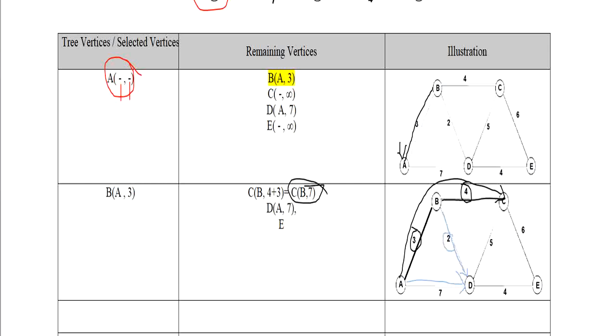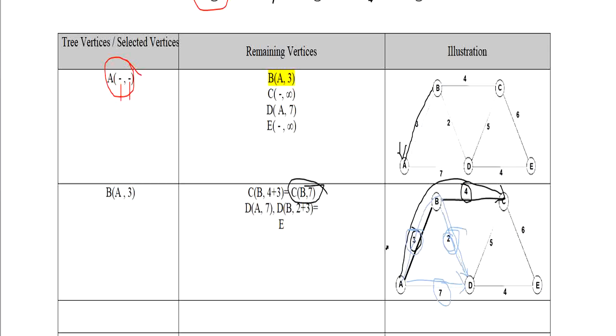But B is not a source, A is a source. So from A to B to D I can reach. What is the cost to reach this? It is 3 plus 2 is equal to 5. So amongst 7 and 5, which one is the cheapest cost? I have D, and I can reach from B, and its weight is 2. B to D is 2 plus the source is 3, so totally it becomes 5.